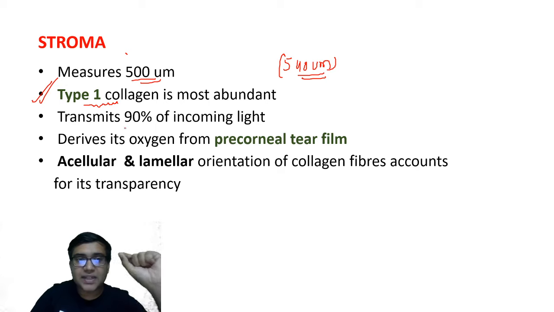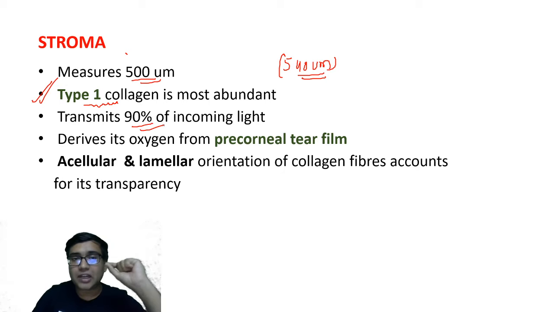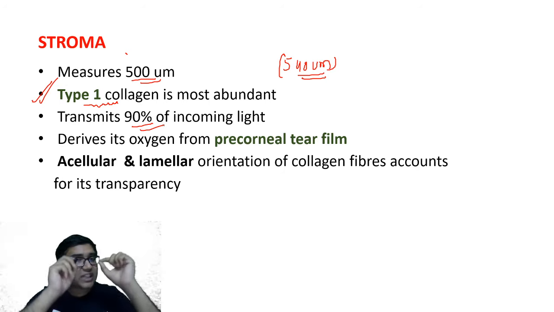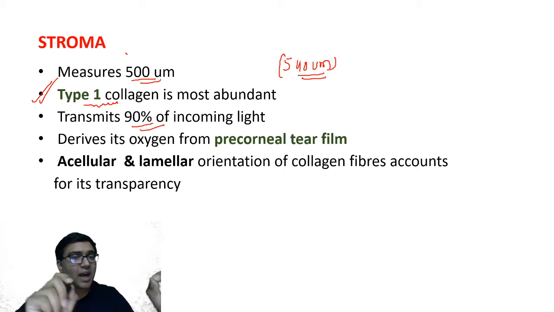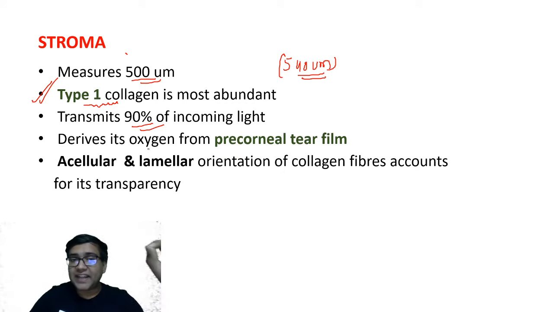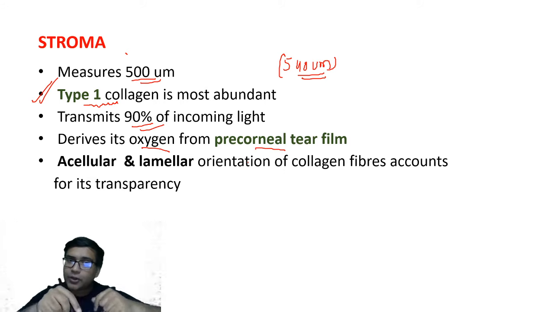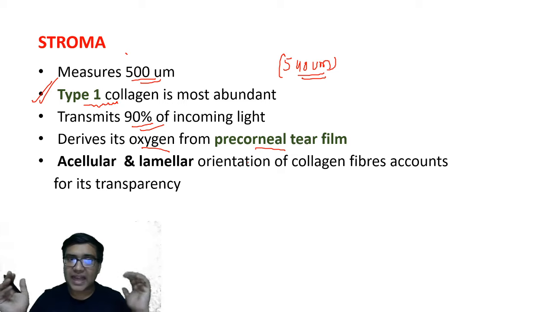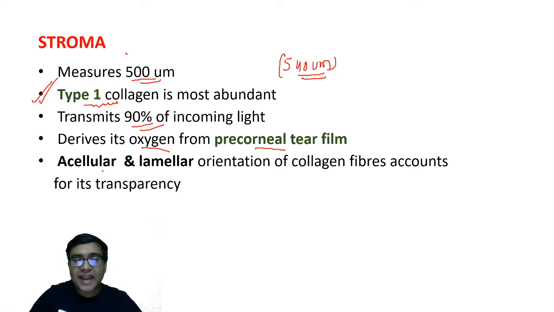Remember, it transmits 90% of the incoming light. So the nature of stroma is very important for the transparency of the cornea. It derives its oxygen from the precorneal tear film, but other nutrients it derives from the aqueous humor. Okay, and it is acellular and there is a lamellar orientation of collagen fibers.